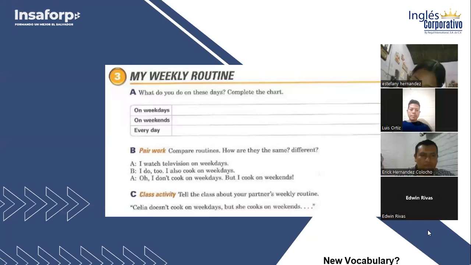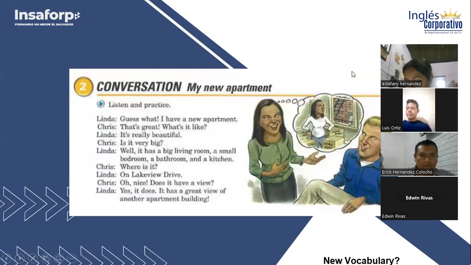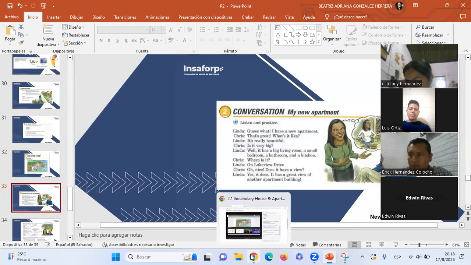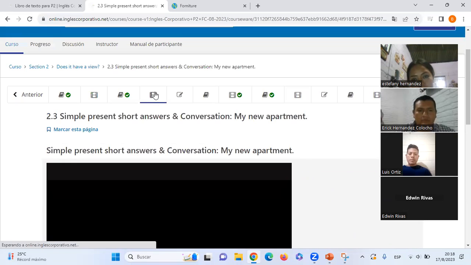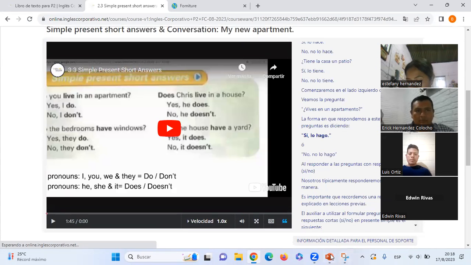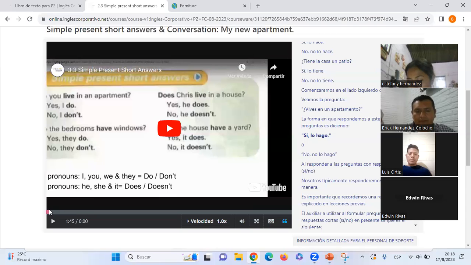Well, we can pass it to the next one, okay? Yo sé que ya estamos ready. Muchas gracias por sus examples. Okay, now we have here a conversation. My new apartment. Ok, y qué mejor que escucharlo de un hablante nativo, ¿verdad? Que queremos nosotros aprender a pronunciar esas palabras. Entonces, voy a poner el videíto y estemos atentos a la conversación. Porque luego vamos a elegir a una Linda y a un Chris. Okay, perfect. Let's do it.